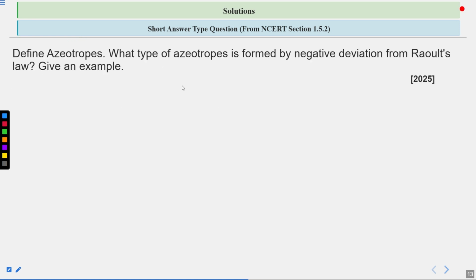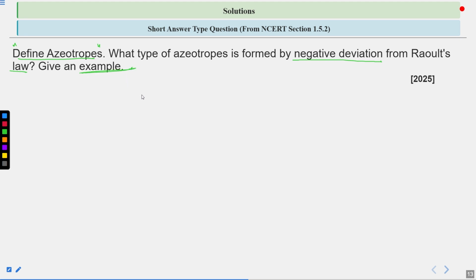This next question is again a short answer type question. This question covers section 1.5.2 from our NCERT textbook in the Solutions chapter. The question says that, first of all, define azeotropes. What type of azeotrope is formed by the negative deviation from Raoult's law? And give an example. So we again have two different questions in a single question. First of all, you have to define azeotropes, what those are. Then you have to tell what type of azeotrope will be formed by the negative deviation from Raoult's law. And you also have to mention an example.